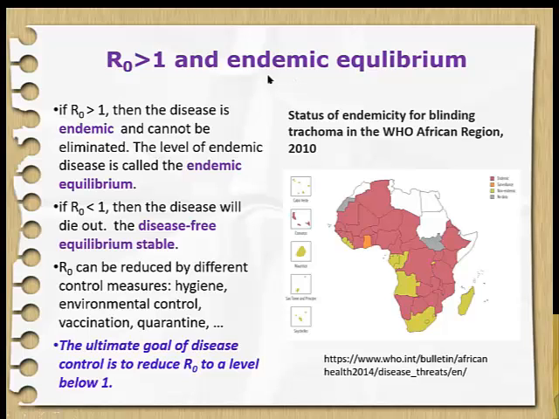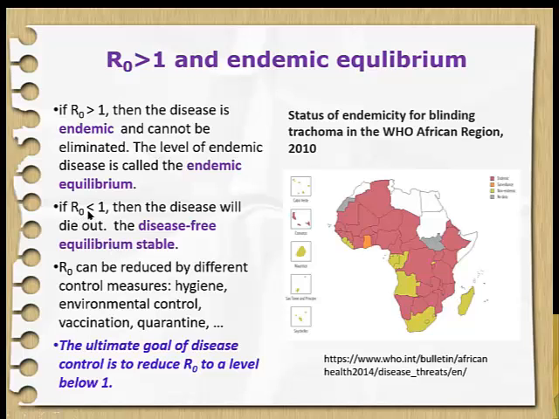Now, endemic is related to the reproduction number. If the reproduction number is greater than 1, then you will always get cases causing new cases, and you will not be able to eliminate the disease. So if R0 is greater than 1, disease is endemic and cannot be eliminated. The level of endemic disease is called the endemic equilibrium. If R0 is less than 1, then the disease will die out. If there's no disease, this is called the disease-free equilibrium. Equilibrium means it's a state which does not change.